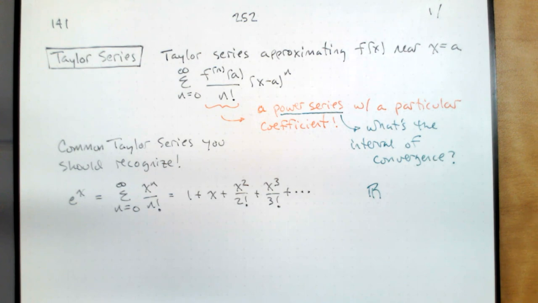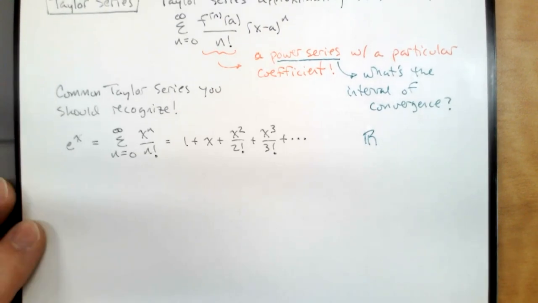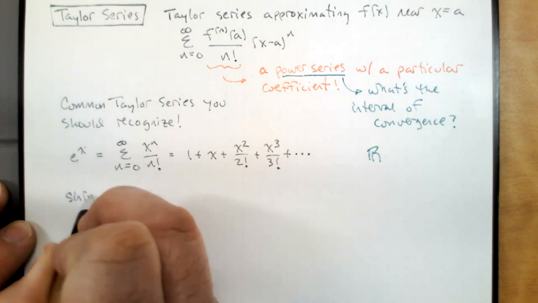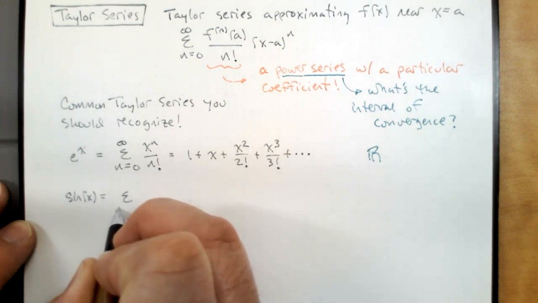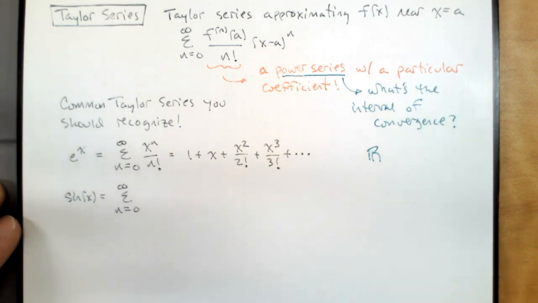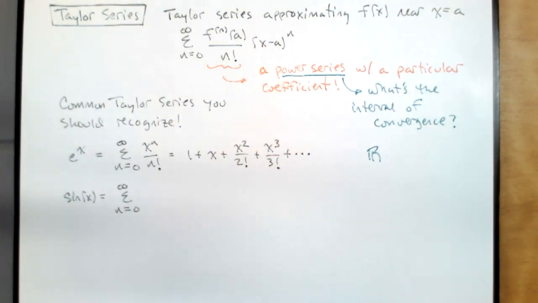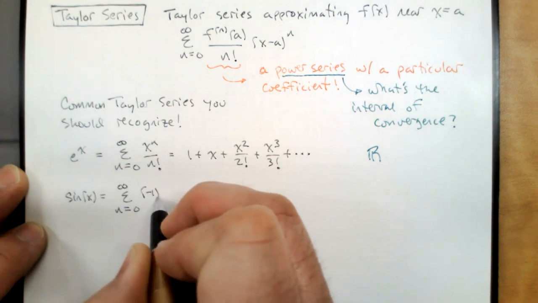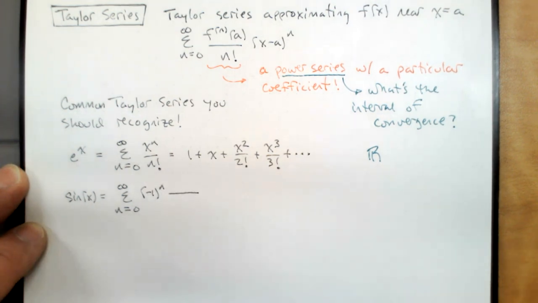We look at a few more common Taylor series. So sine x is the odd one. So remember with sine and cosine, we should have alternating. Sine will have all the odd powers, and cosine will have all even powers. So we need to get the alternating, and we need to start out odd.